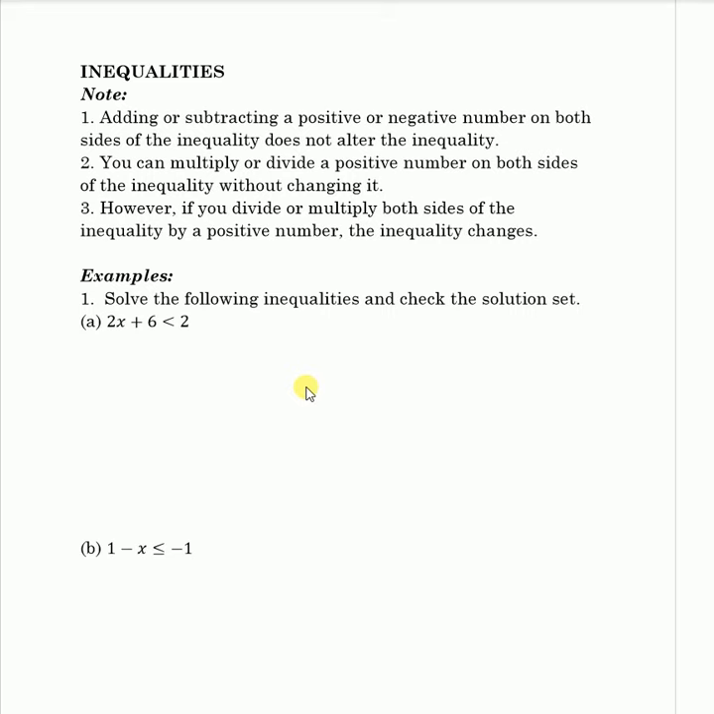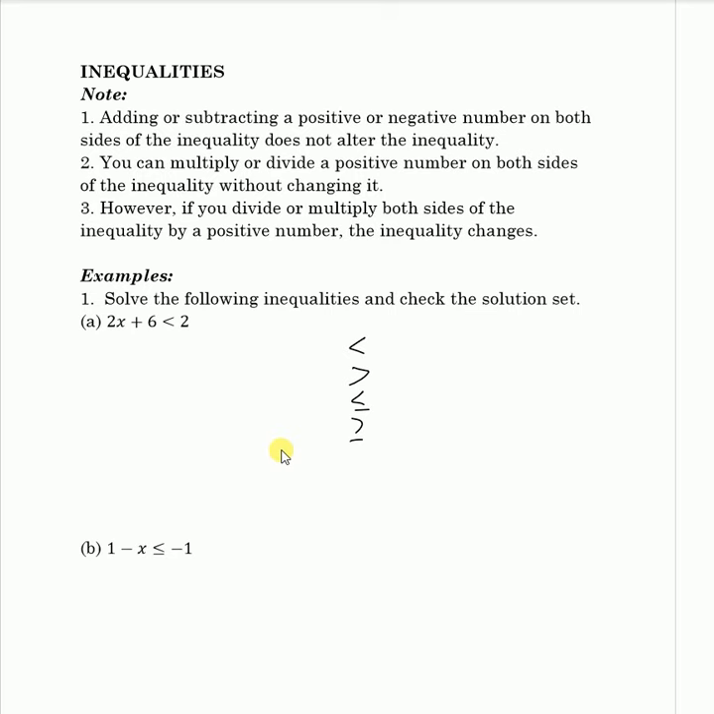We now have to look at inequalities. Under inequalities, we need to know what an inequality is. An inequality contains any of the following symbols: less than, greater than, less than or equal to, greater than or equal to. So it contains one of those symbols.